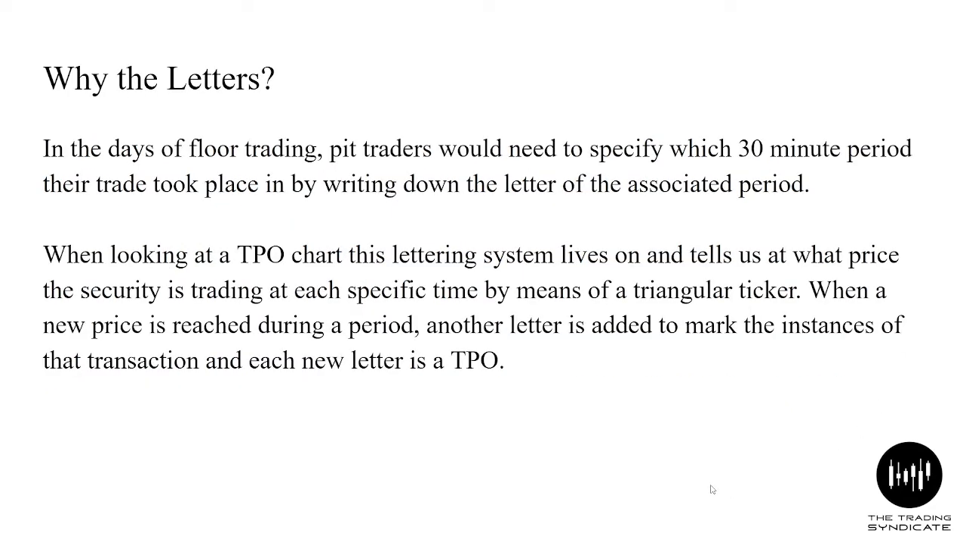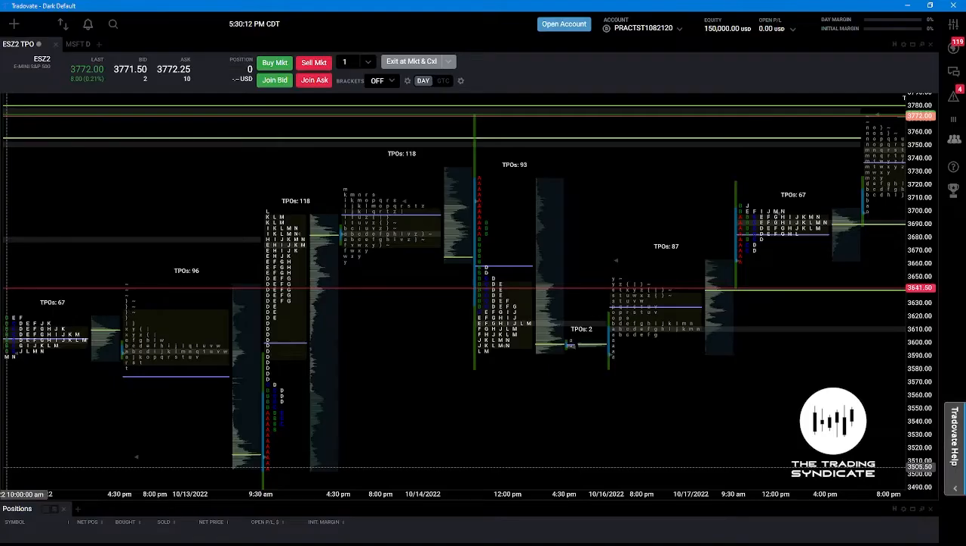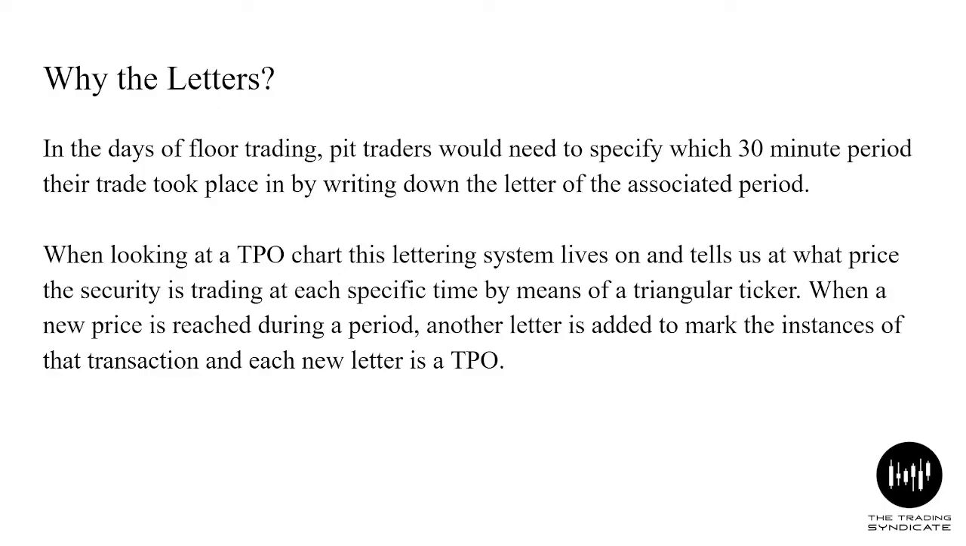So, why the letters? In the days of floor trading, pit traders would need to specify which 30-minute period their trade took place in by writing down the letter of the associated period. When looking at a TPO chart, this lettering system lives on and tells us at what price the security is trading at each specific time by means of a triangular ticker. When a new price is reached during a period, another letter is added to mark the instances of that transaction, and each new letter is a TPO.